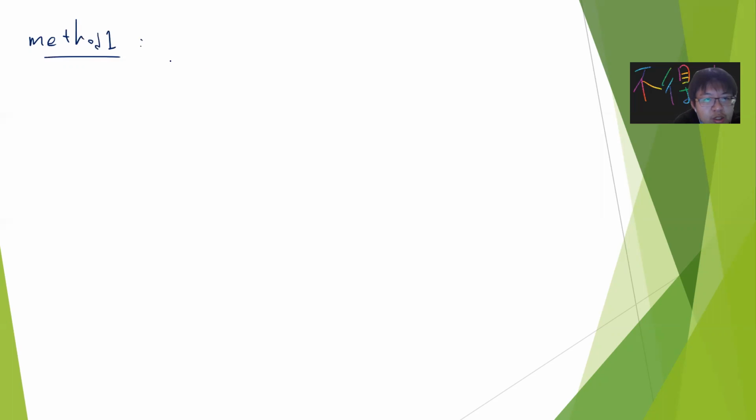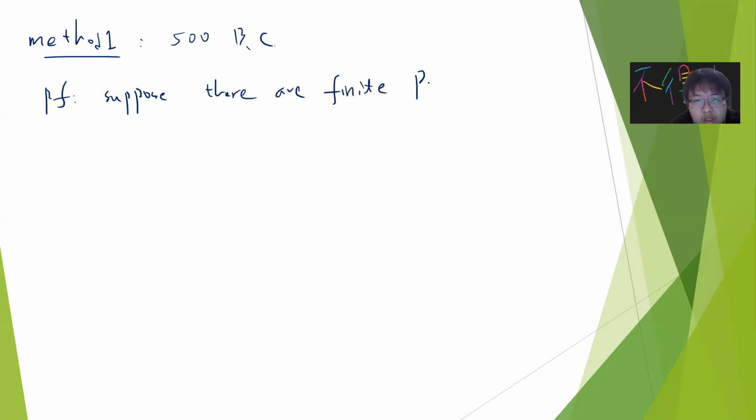Method 1 goes back to 500 BC, basically Euclid's proof. The idea is proof by contradiction, right? Suppose there are finitely many primes. So there are finitely many prime numbers, say P1, P2, up to Pn. Then you can define a large number P, which is P1 times up to Pn, plus 1.